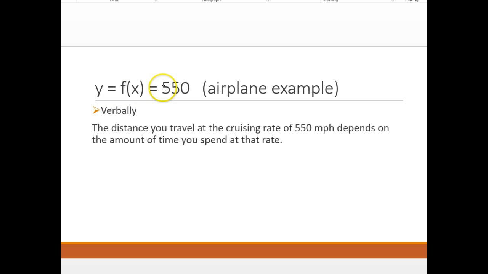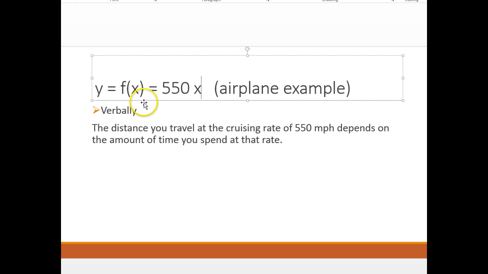Y equals f of x equals 550x. This is our airplane example. The distance you travel at the cruising rate of 550 miles per hour depends on the amount of time you spend at that rate. That is verbally how you would describe this relationship.